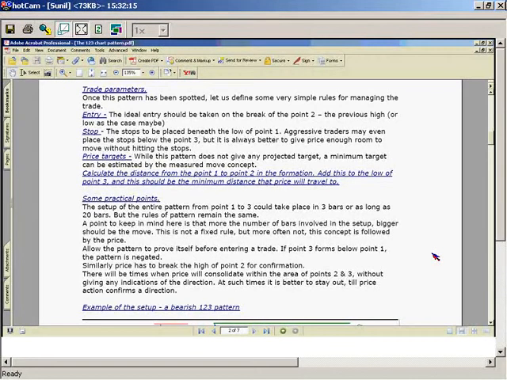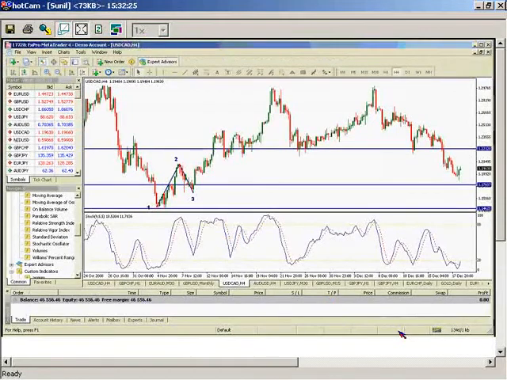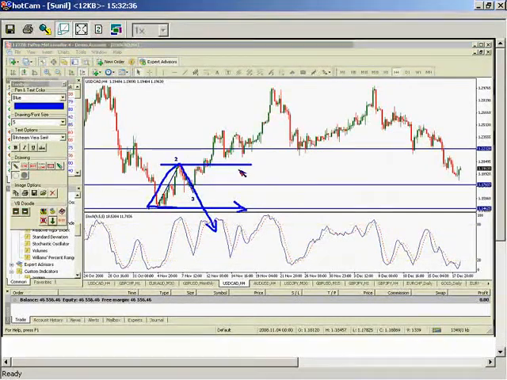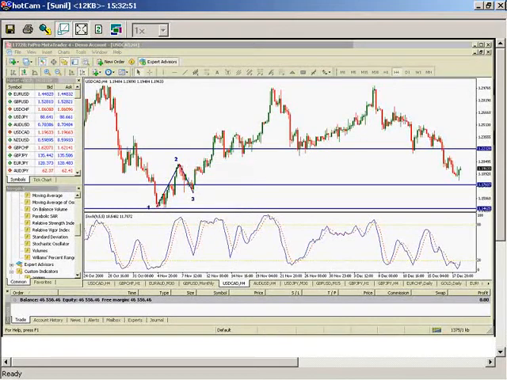So if point 3 forms below 1, obviously the pattern is negated. Similarly, a break of the 2 is always a strong confirmation. Now, on a pullback, I will wait for a pullback. If my pullback goes below my point 1, obviously I don't have a pattern. Similarly, a break of 2 just simply confirms this whole thing. Based on this concept, you are going to follow the price. You are not trying to predict the price movement, only to follow the price movement.